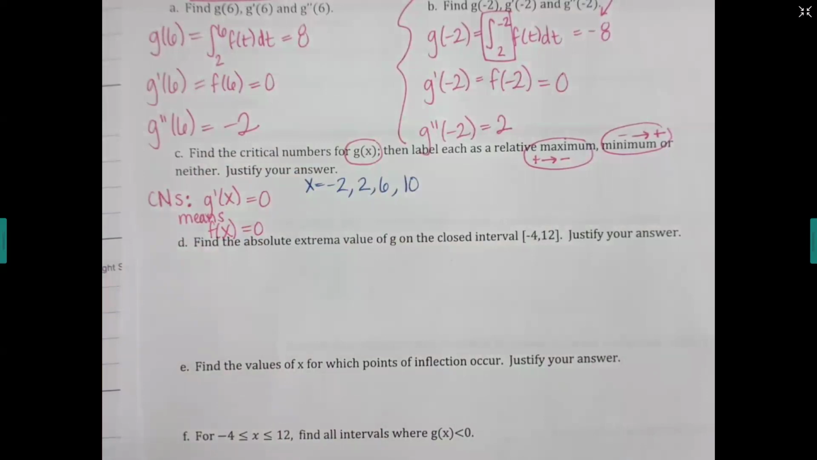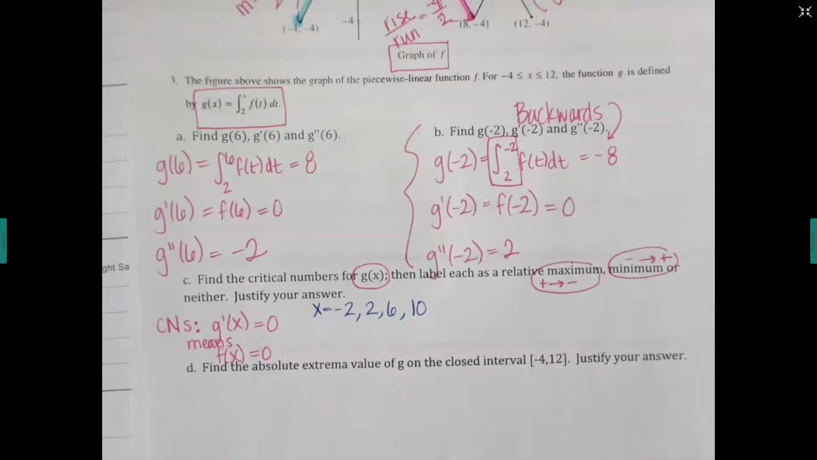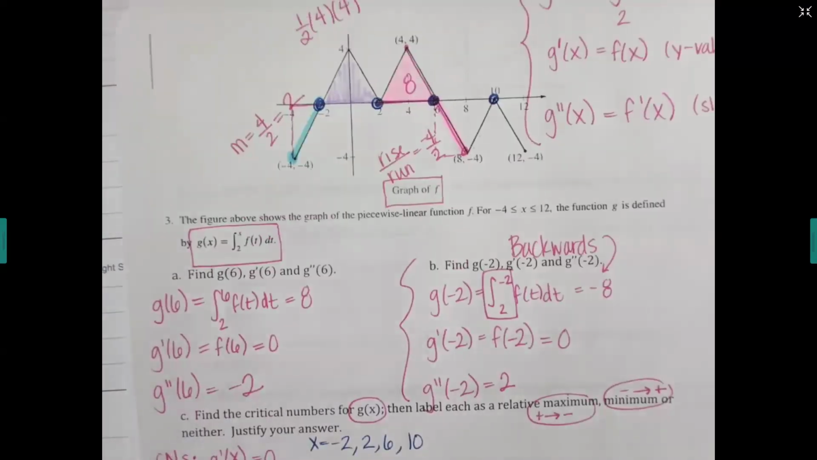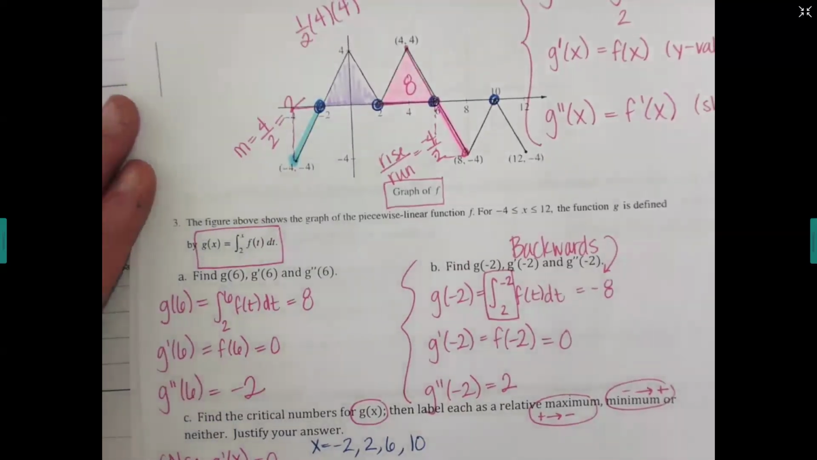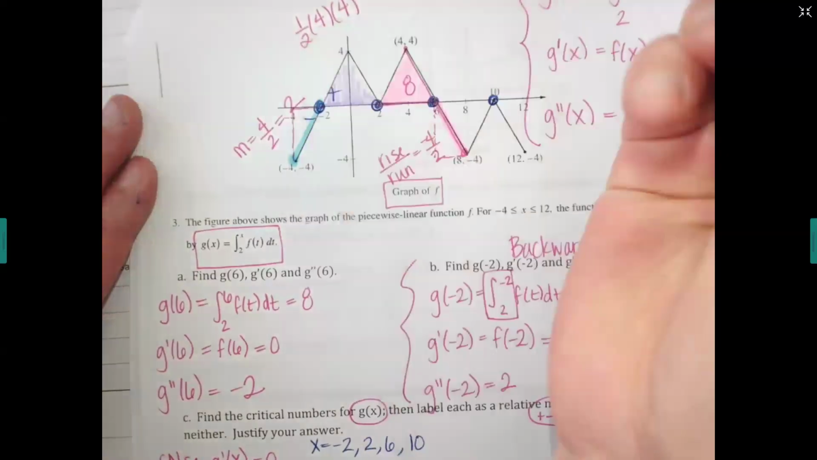Okay, now let's go back up to our little blue dots and let's label which one is which. Remember, a plus to minus is a max, minus to plus is a min, and then a neither would be that it doesn't actually pass through. So let's start with -2. Is that a min, a max, or a neither? Min is correct because it goes from negatives to positives. That's a min.